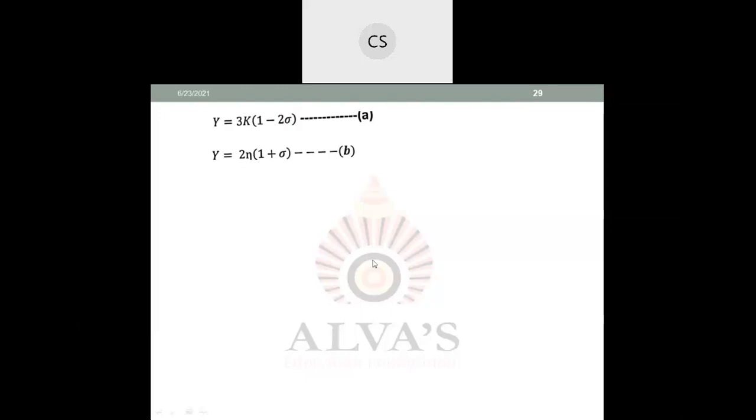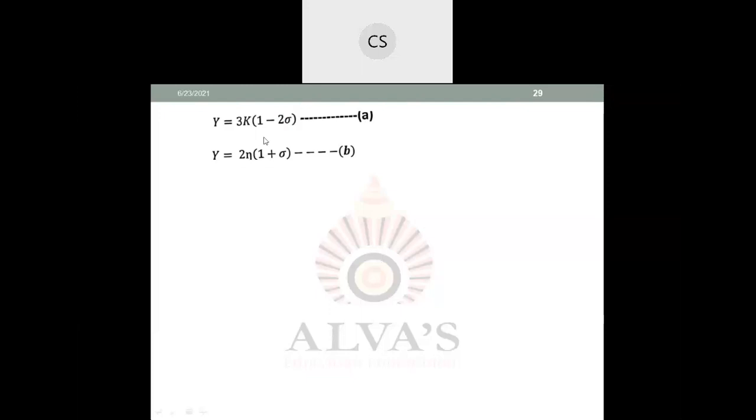So far you have seen individual expressions, relationships between any three: Y, eta, sigma, and Y, K, sigma. Now let us see all four. Can we get a relation between all four? Yes, K, alpha, beta, that is also there.